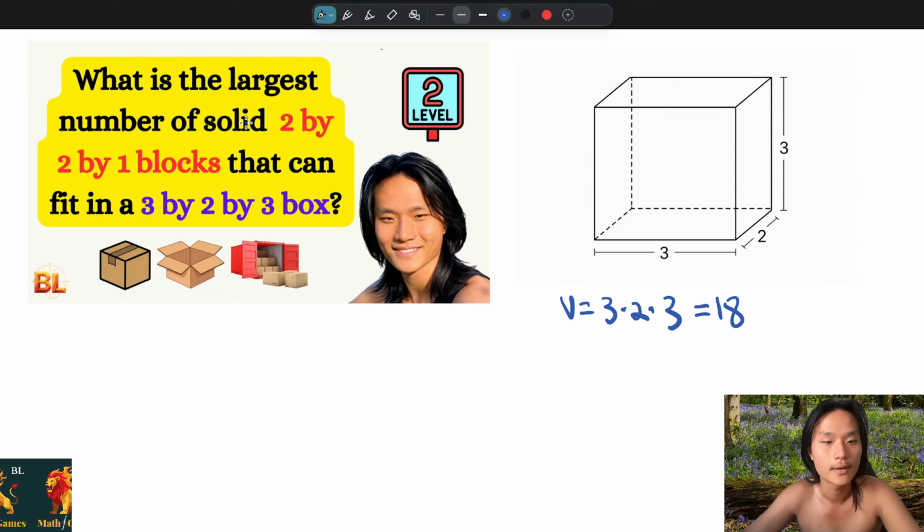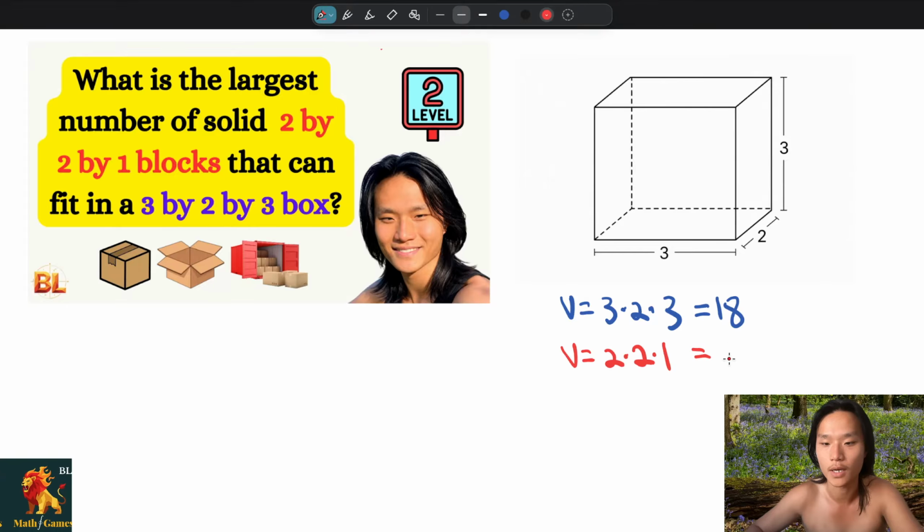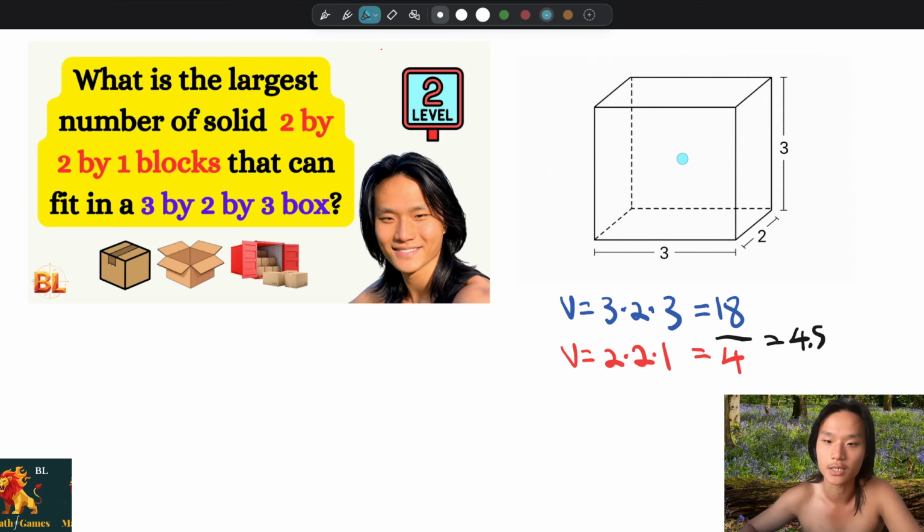And now what about the volume of each of these solid blocks, right? So for each of those solid blocks, we can find the volume by multiplying all the dimensions once again. So 2 times 2 times 1 is 4. Now, if we divide 18 by 4, we get 4.5. So that means the math shows us that potentially the box here can fit in 4.5 of those blocks.